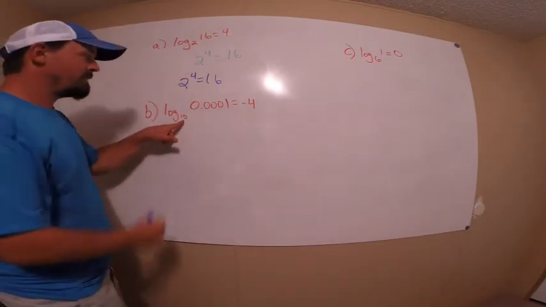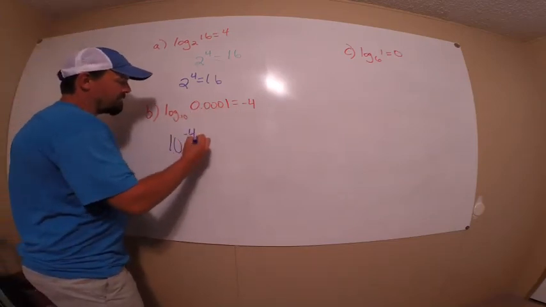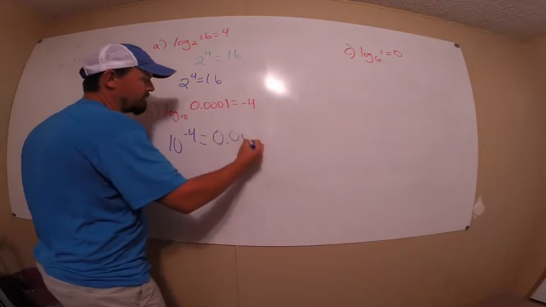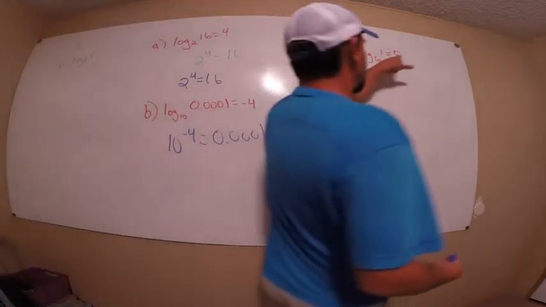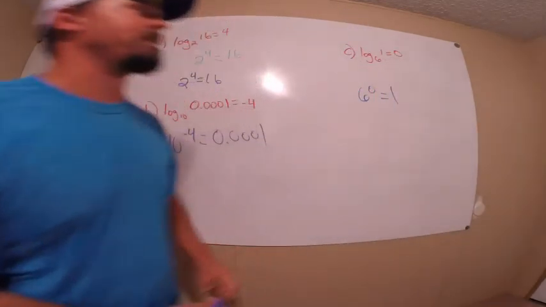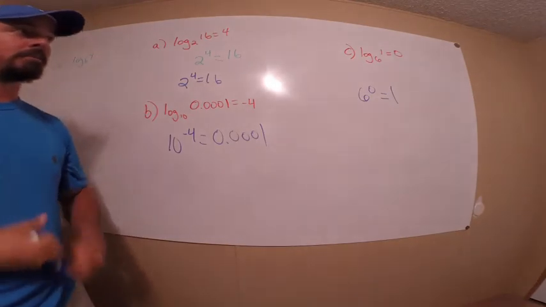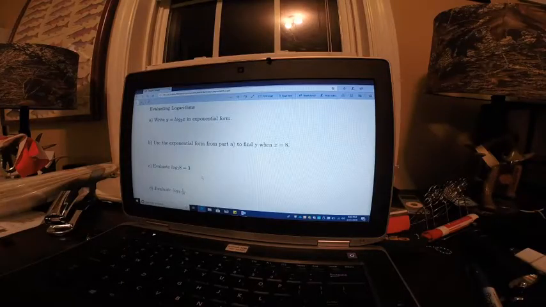So if I'm here, 10 raised to the negative 4 equals 0.0001. Alright, C, 6 raised to the 0 equals 1. Makes sense because anything raised to 0 equals 1. And it's that simple. Next up, we've got evaluating logarithms.